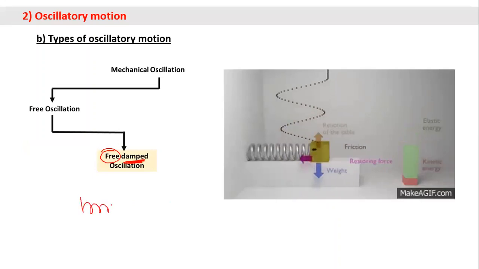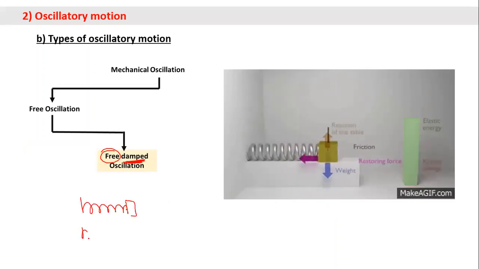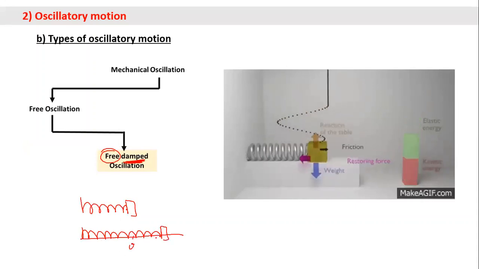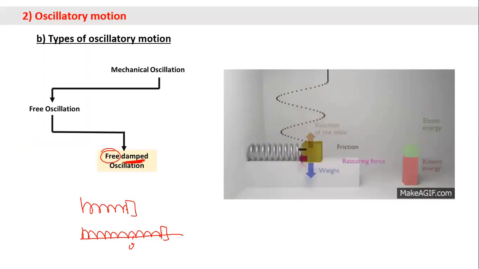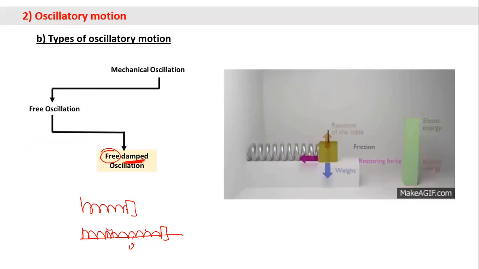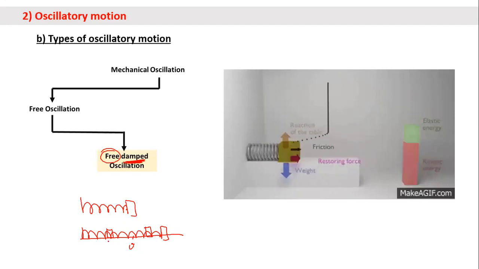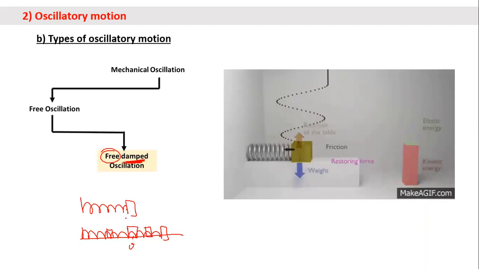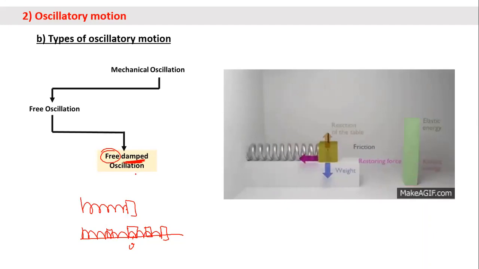It will start, for example, here, reach, for example, to here, and when I release it, it will reach, for example, to here, and then here it will be the maximum amplitude, and with time it will get smaller and smaller until at the end it will stop. This is what you call the free damped oscillation, and this is due to the existence of a frictional force.